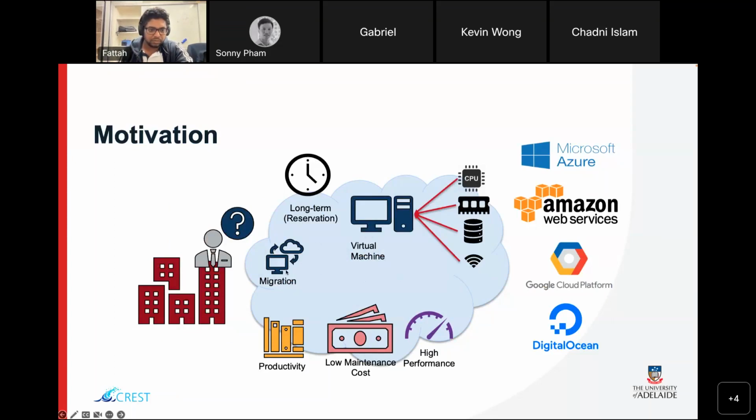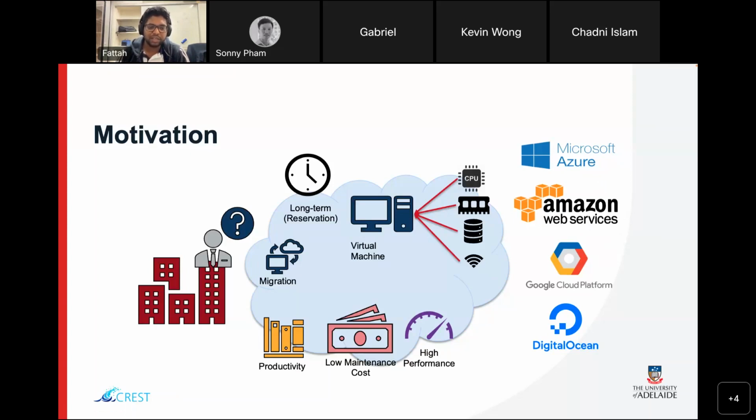Your organization wants to migrate to the cloud because it gives several advantages such as low maintenance cost, high performance, and high productivity. We have several cloud providers nowadays: Microsoft, Google, Amazon, DigitalOcean, and many more. These providers virtualize computational resources such as CPU, memory, network, and storage, and offer them as various cloud services such as virtual machines, virtual storage, and virtual networks. We call this type of service IaaS, or infrastructure as a service.